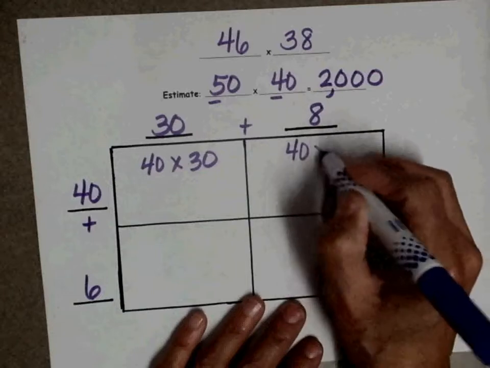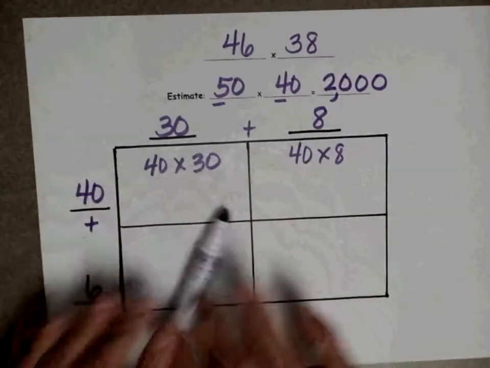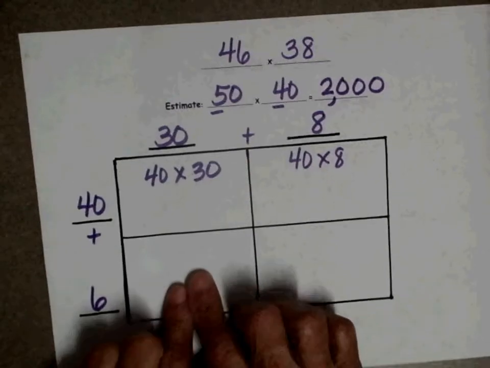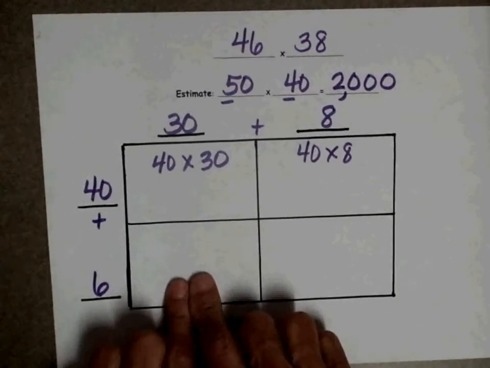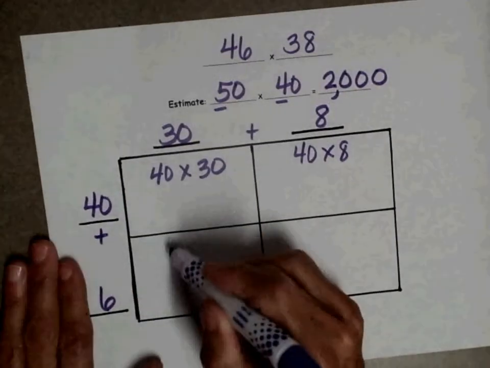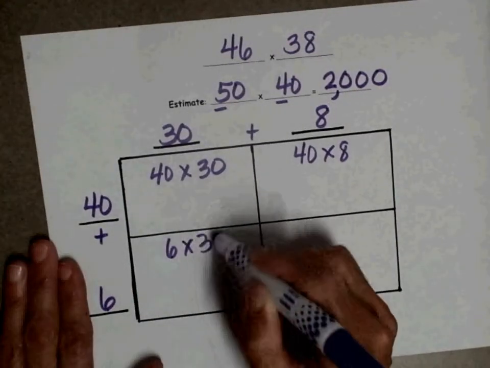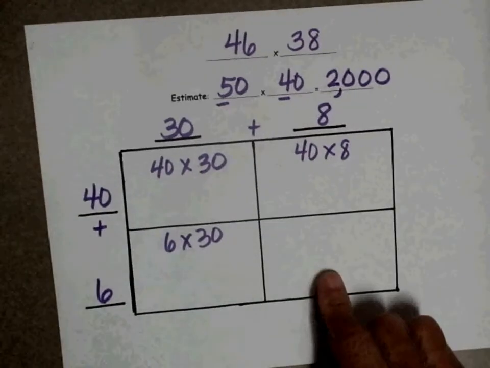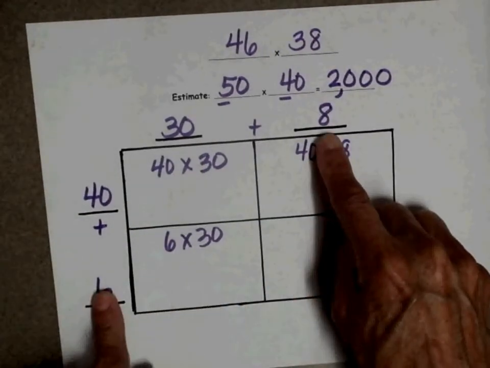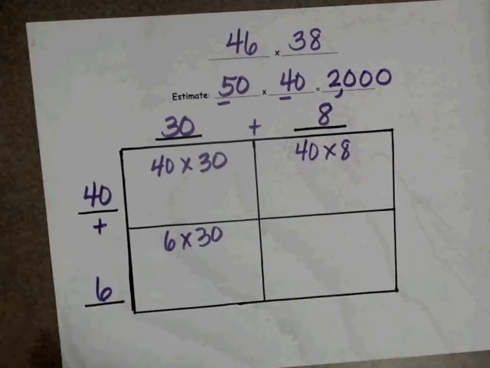Once you get used to this, boys and girls, you won't have to do this. But for the beginning, I promise you, this is going to help you. So bottom left quadrant, up and over, 6 times 30. And then our bottom right quadrant, this finger goes up, this one goes over. Our factors are 6 times 8.